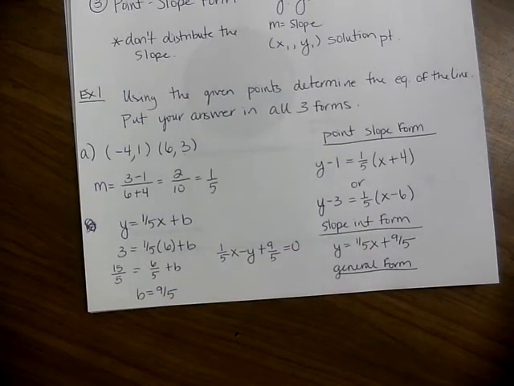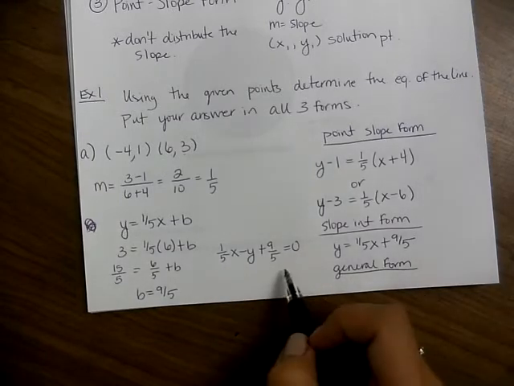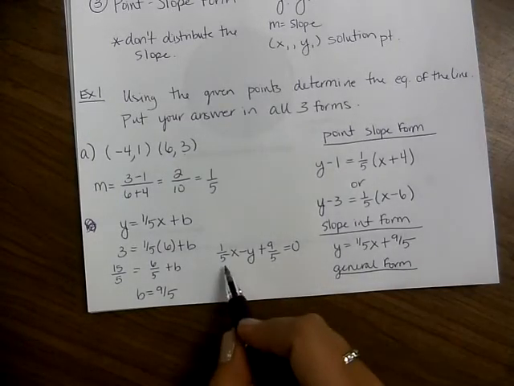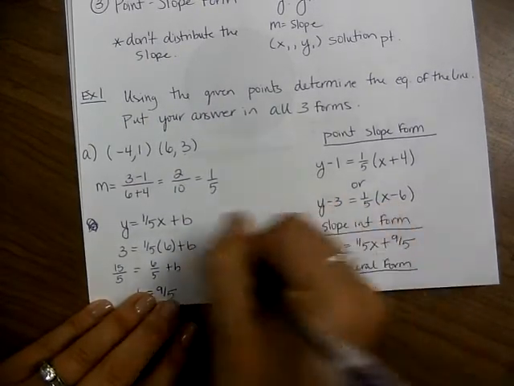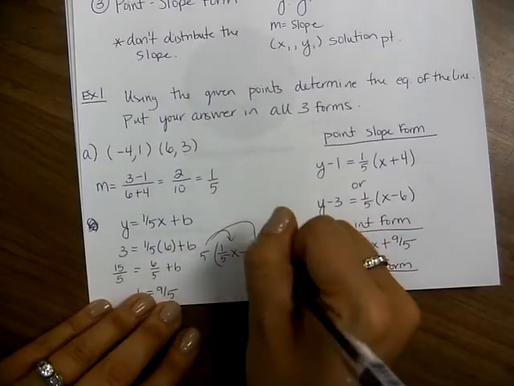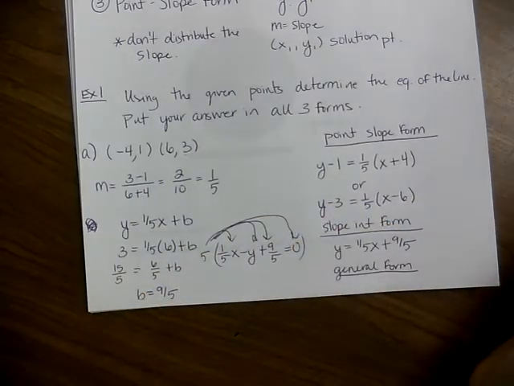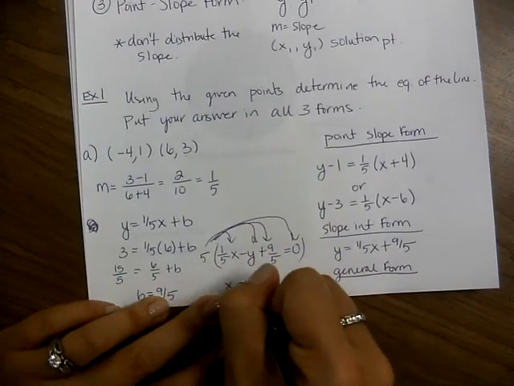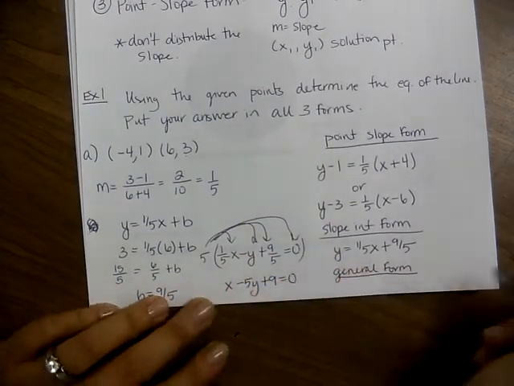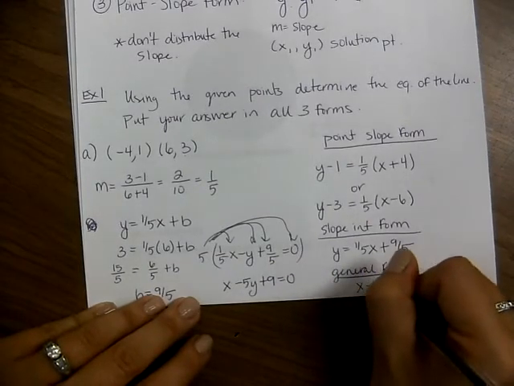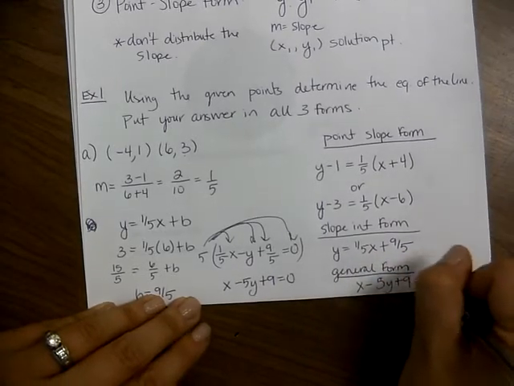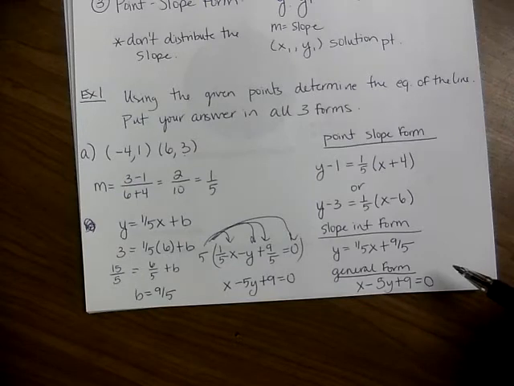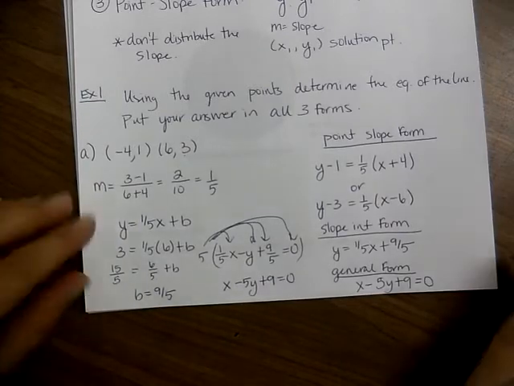Now remember, the rules say with general form that you can't have fractions for anything, so we got to get rid of that. And I have to have a positive a. So a is positive, but I got to get rid of the fractions. If I multiply both sides by 5 and I distribute to all of those terms, then I can clear the fraction. So that's going to give me x minus 5y plus 9 equals 0. And that's my general form, and it has to go in the order of x, y, and then your constant. Again, the book is going to put most of the answers in general form, so you'll sometimes have to check those. Okay? All right, let's try another one.